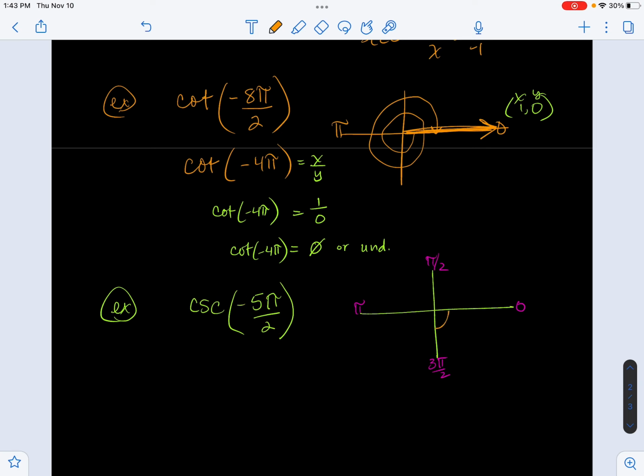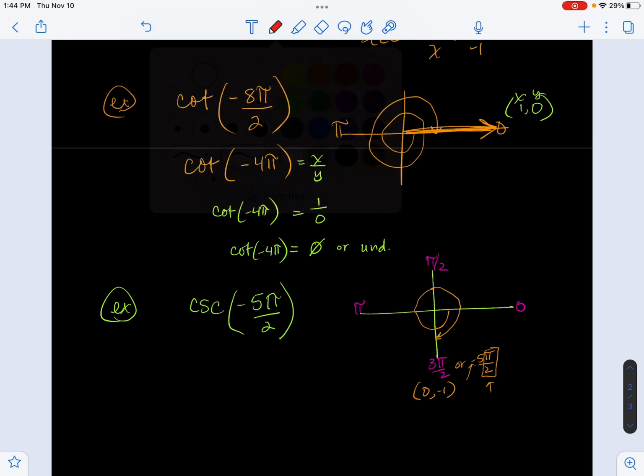So this is negative pi over 2, negative 2 pi over 2, negative 3 pi over 2, negative 4 pi over 2, and negative 5 pi over 2. Why? Because we were going in increments of pi over 2, 5 times in the negative direction. Once I got to that location, the coordinate here is 0, negative 1.